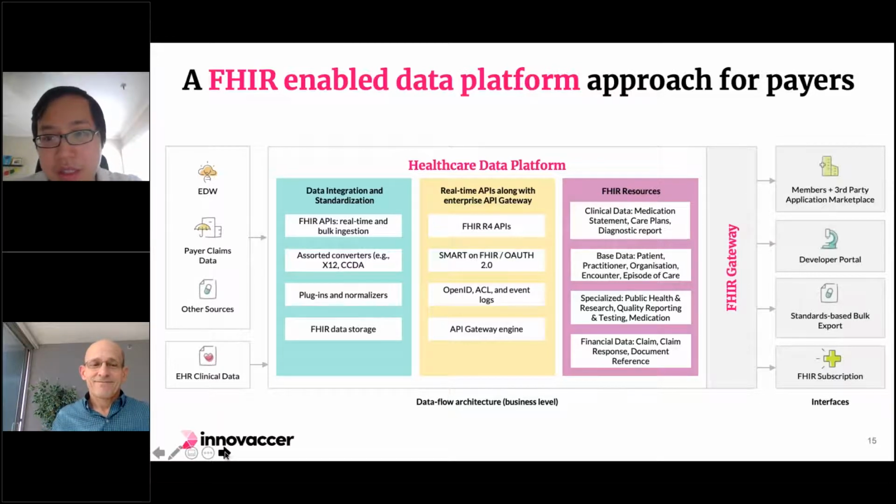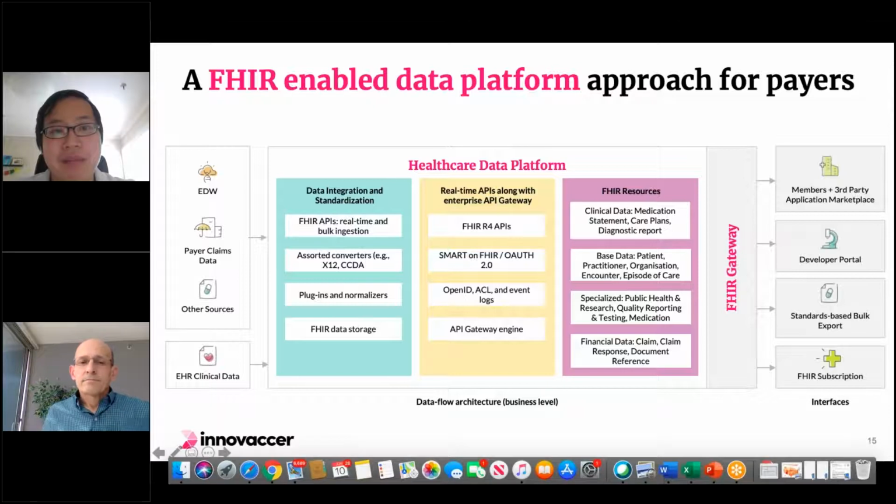Yeah, I'll build on what Mike has covered so far. I think foundationally, what a lot of, I'll call it, the press and the regulations have focused on is really more on that right-hand side around what are some of the standards-based APIs that are needed to expose information to the right kind of applications on behalf of the members in particular, using the patient access API. But from a broader healthcare data platform standpoint, there are a much broader set of needs.